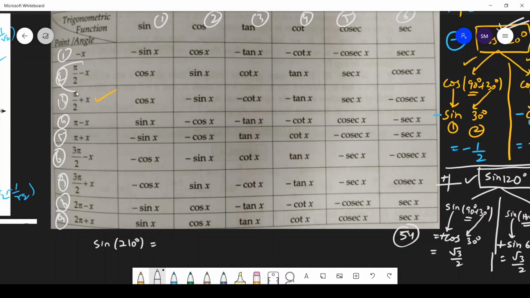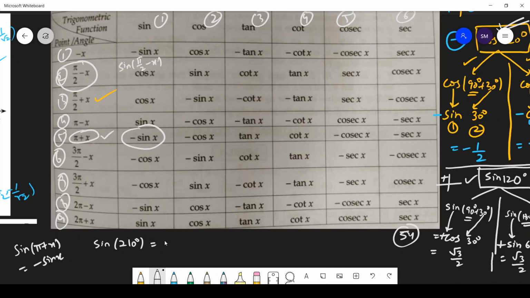So how will you write this formula? Suppose you want to write sine 180 plus 30. You are telling the answer, but I'm discussing the table. Which formula have you used here? Sine 180 plus x, the fifth row, first column. So that's your formula: sine pi plus x is equal to minus sine x.